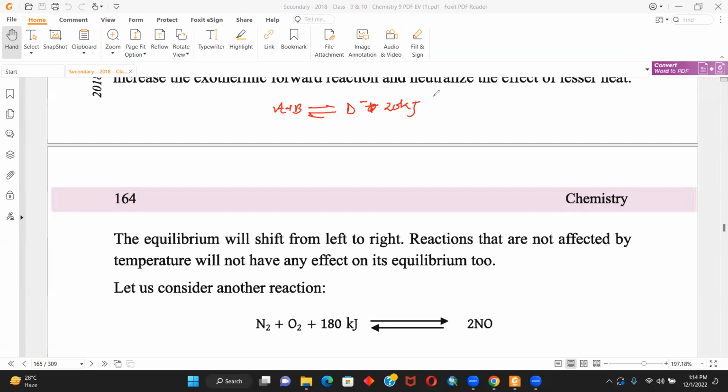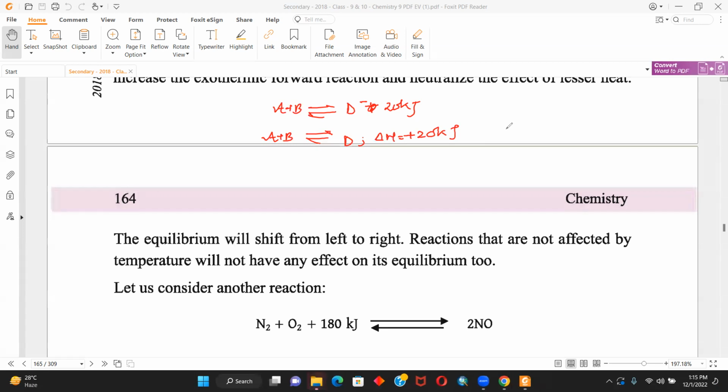So what I'm saying is, to understand the application of Le Chatelier's principle, I am telling you to convert it to delta H. Okay, why, you will understand. A plus B gives D, then delta H will be positive. There is no confusion here up until now, right? Yes.